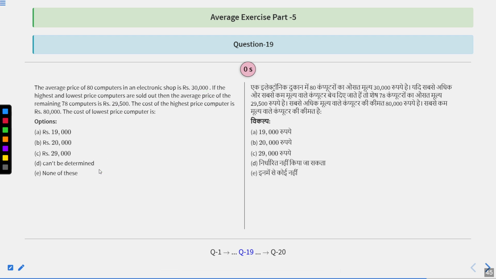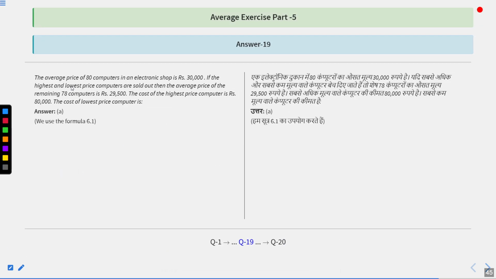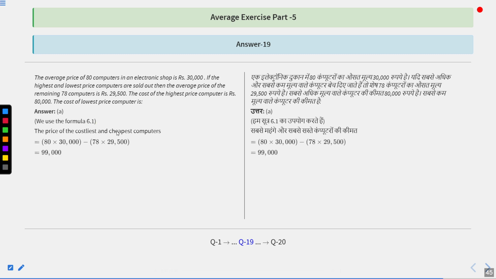Now time's up. Let's see the solution. Now we are going to use formula 6.1. The price of the costliest and cheapest computer we can find by multiplying 80 computers by 30,000. That is the total expenditure of buying the 80 computers, where the average is 30,000. Then we subtract the price of 78 computers, where the average is 29,500. So we get 99,000. So the price of the costliest and cheapest computer combined is 99,000.